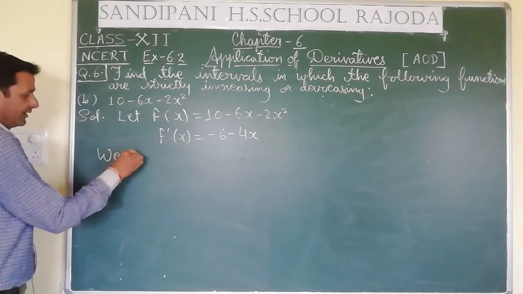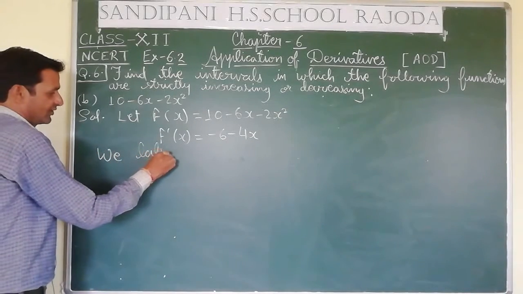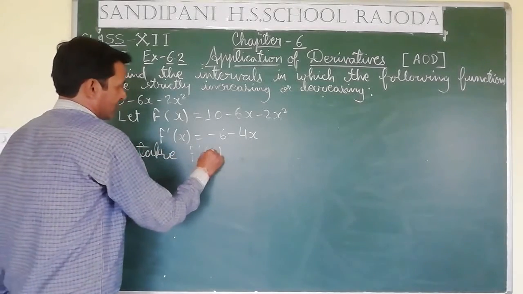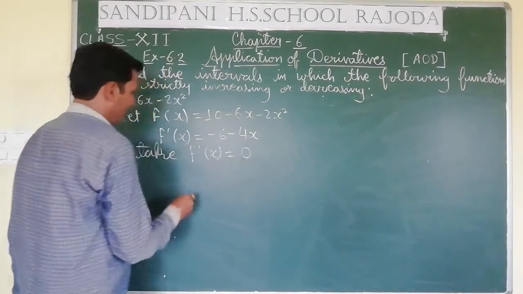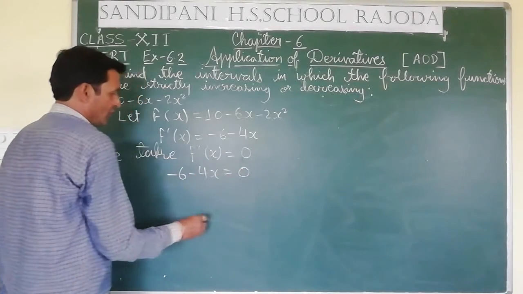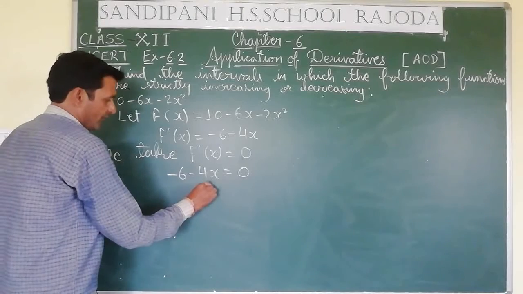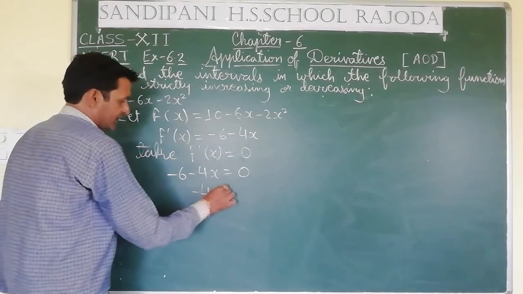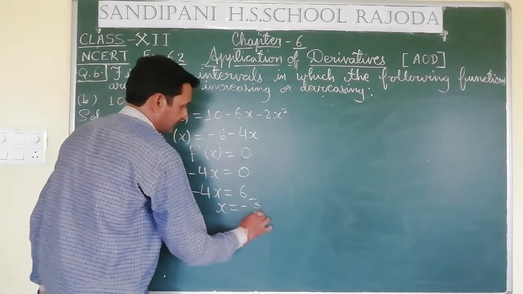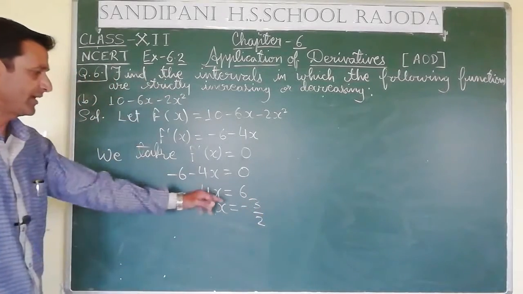We take f dash x is equal to 0, which gives the critical point. f dash x is equal to 0. So minus 6 minus 4x is equal to 0, or minus 4x is equal to 6, or x is equal to minus 3 by 2. 6 by minus 4 means minus 3 by 2.